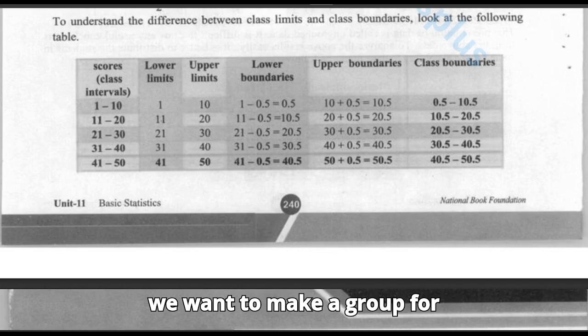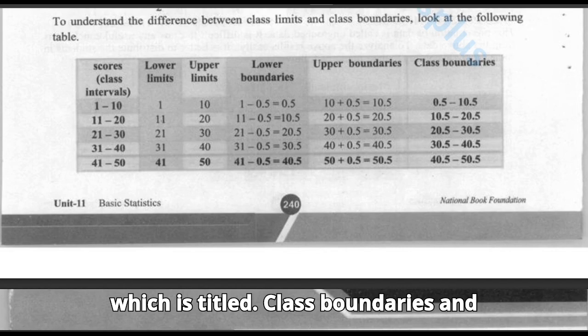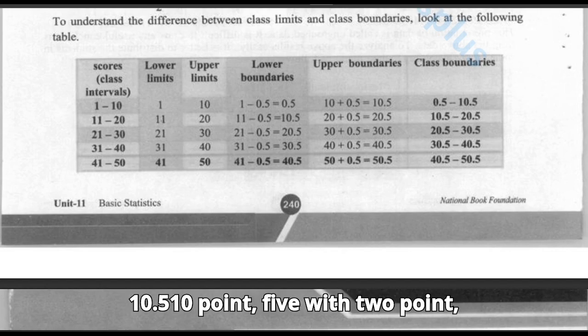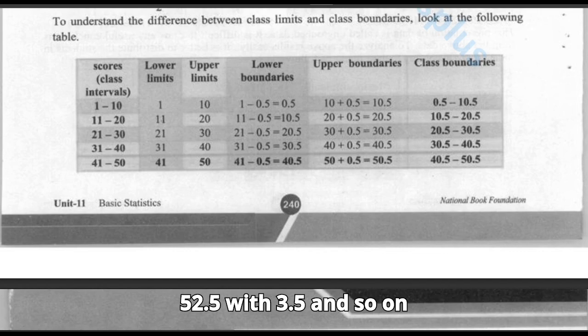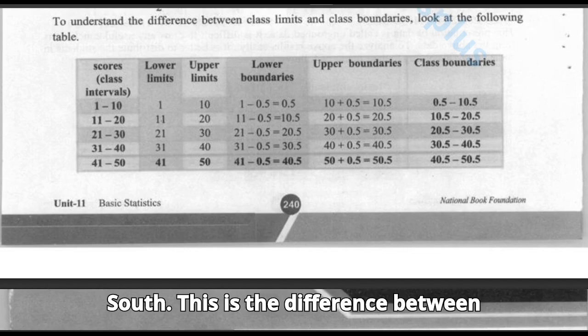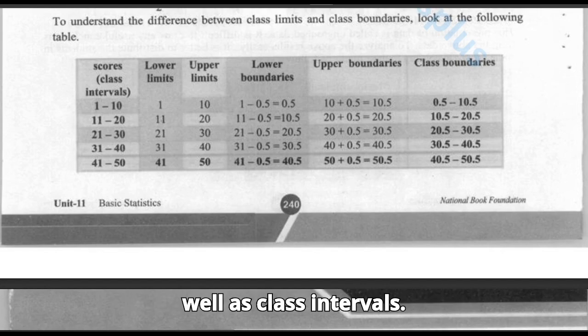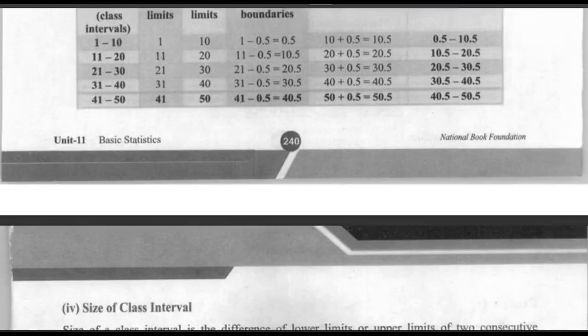But what if we want to make a group for that? We can make a column titled class boundaries and then list the lower boundaries with the upper boundaries, like 0.5 with 10.5, 10.5 with 20.5, 20.5 with 30.5, and so on. So this is the difference between class limits and class boundaries as well as class intervals.